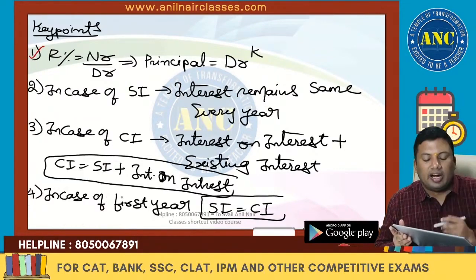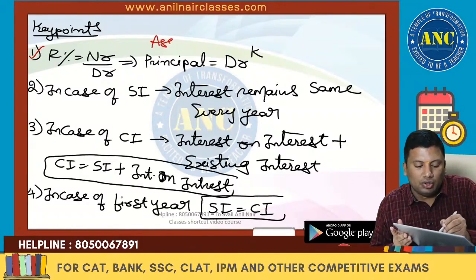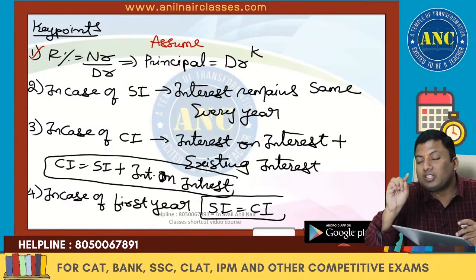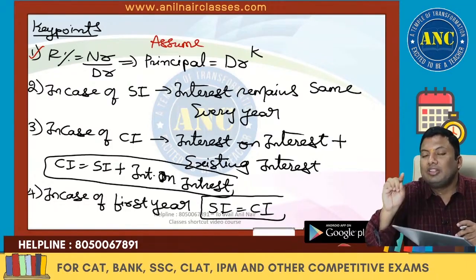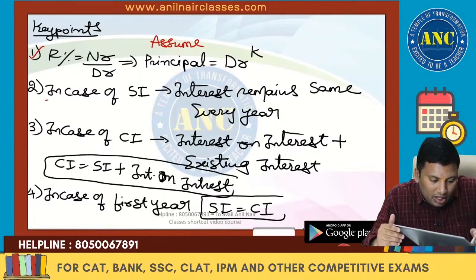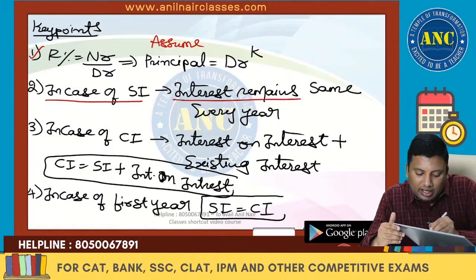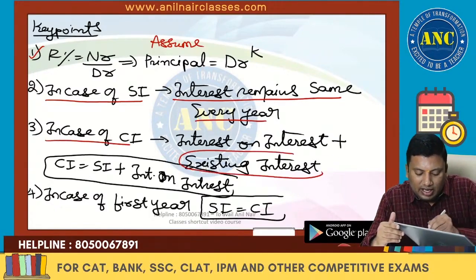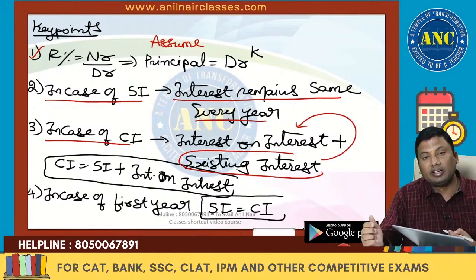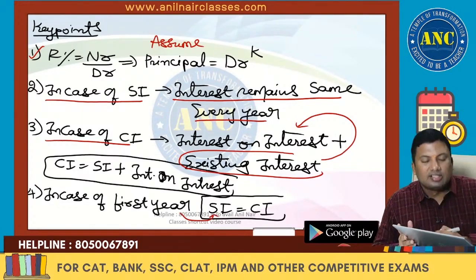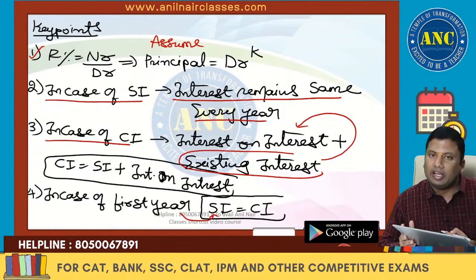R percentage, rate is numerator by denominator. Assume principal as denominator power k. This concept is used when the principal is not a multiple of the denominator in the fraction of R percentage. In case of simple interest, interest remains same for every year. In case of compound interest, existing interest and interest on interest. I will take problems and explain. In case of first year, simple interest and compound interest are same.